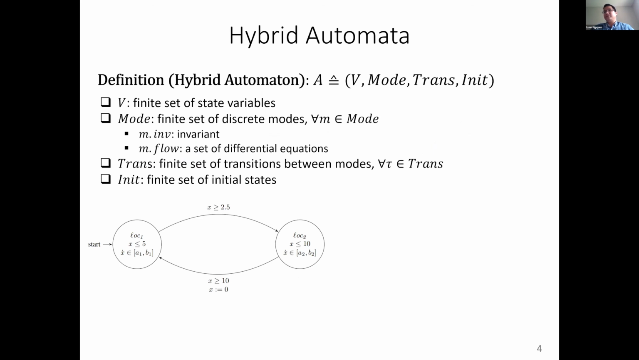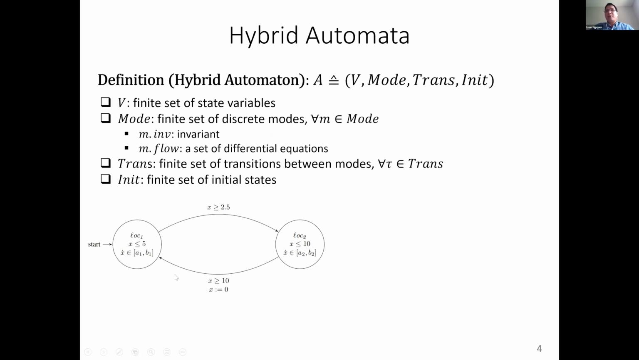corresponding to the set of valuations over the variables as well. There are modes, including some invariant and the flow that characterizes the continuous evolution of the state variables. And there are transitions between the different discrete modes of the hybrid automata, and the set of initial states.